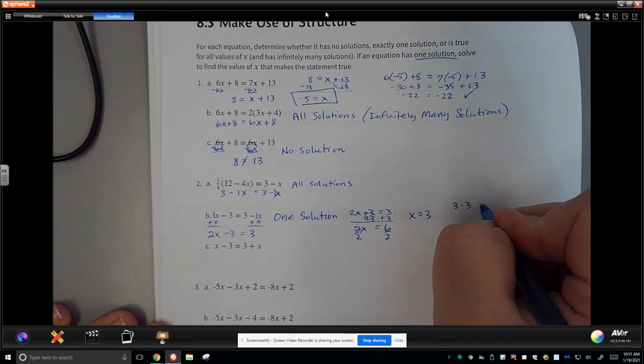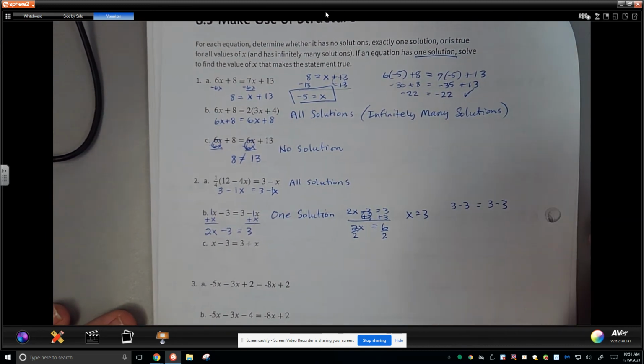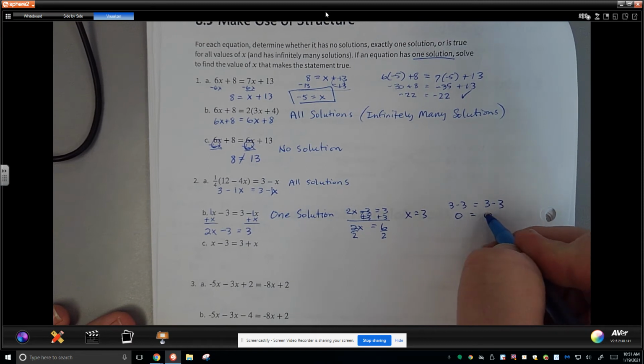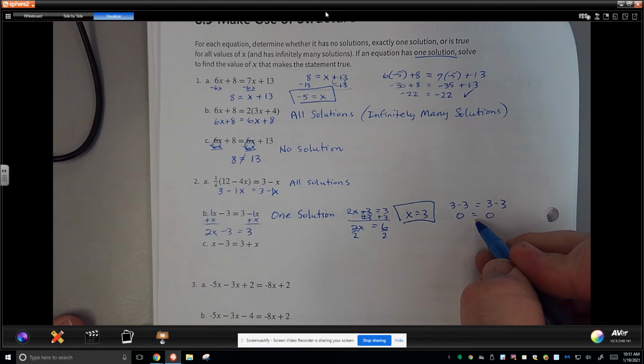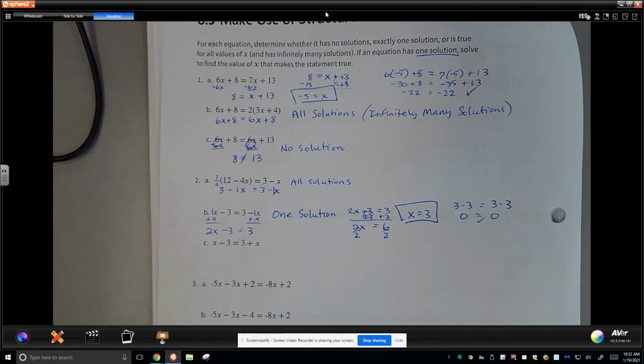I want to verify that I'm right here by substituting 3 for x. 3 minus 3 compared to 3 minus 3. Pretty simple check on this one. 0 is equal to 0. I know that x is equal to 3. I know it for a fact because when x is 3, I get a true solution here.